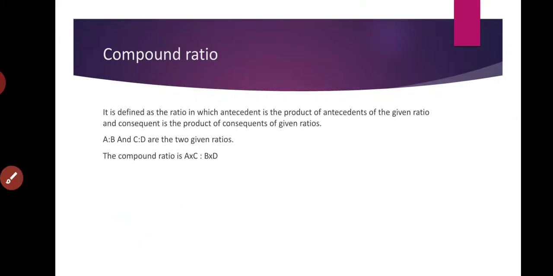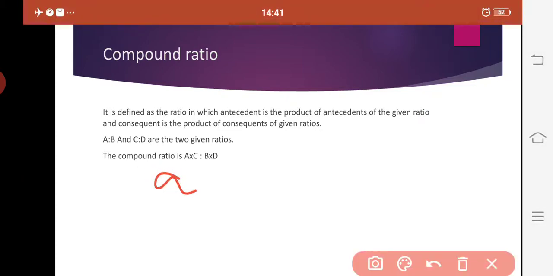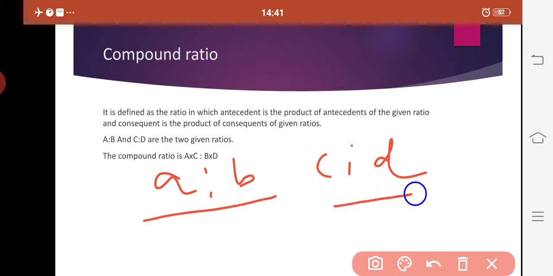Now the next heading is compound ratio. What is compound ratio? Compound ratio is basically a compound, means combination of the different ratios. For example, if we have A ratio B, C ratio D. This is one ratio, this is another ratio. Then what will be the compound ratio? Compound ratio of any number of ratios can be obtained by looking at the antecedents and consequents.